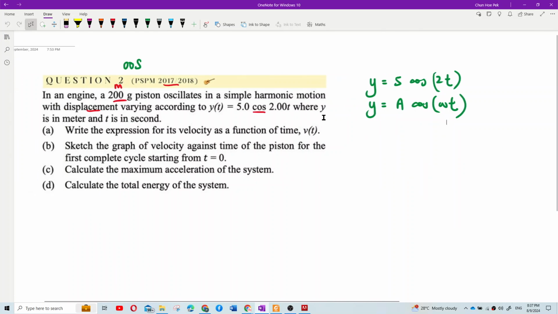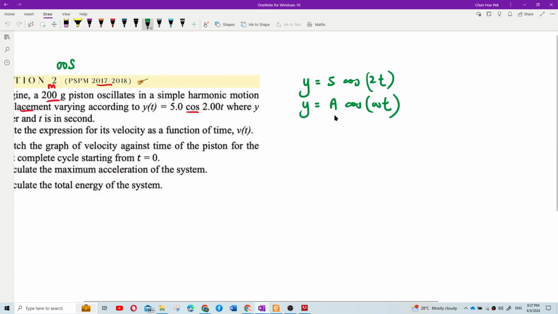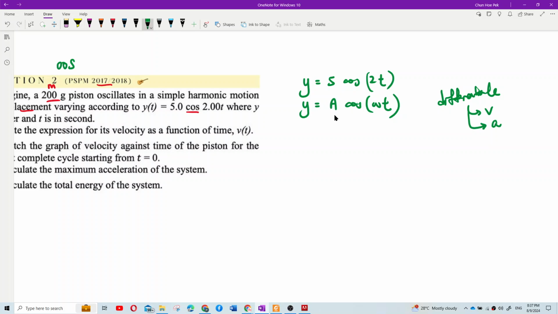No worry. But you must know how to differentiate. If you want to find, let's say, the velocity equation or the acceleration equation, then you must know how to differentiate. Pembezaan.